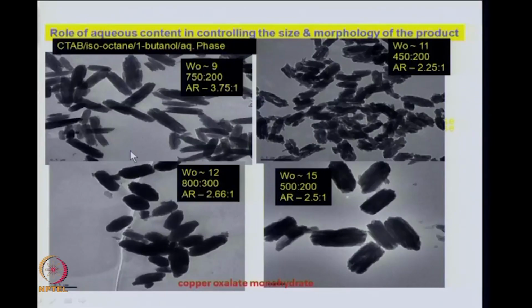You have taken 1 microemulsion of copper ions, another microemulsion of oxalate ions with this surfactant CTAB with isooctane as the solvent and 1-butanol as the co-surfactant with varying W naught parameter, and you are getting different aspect ratios. So, what we find is as the W naught parameter is increasing, the aspect ratio is decreasing from 3.75:1 to 2.5:1.